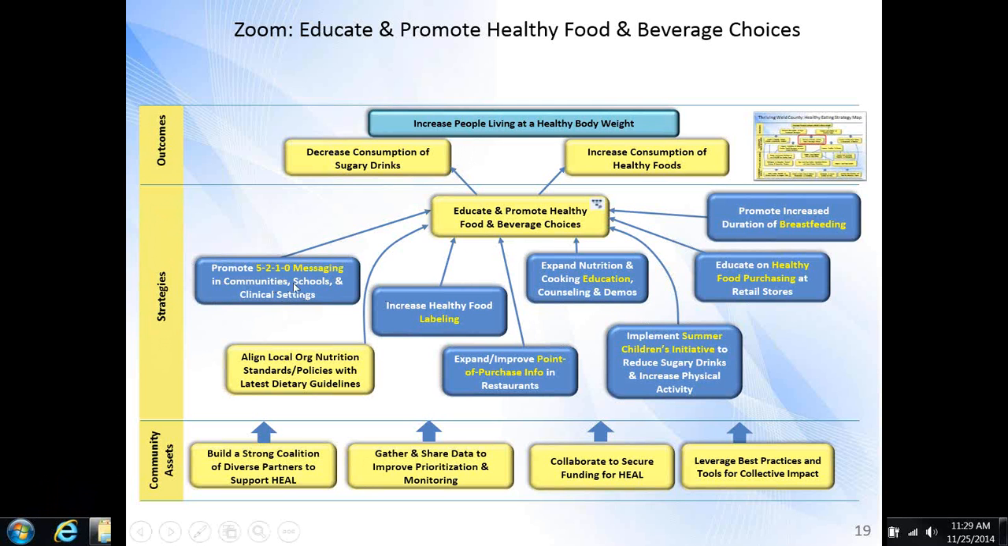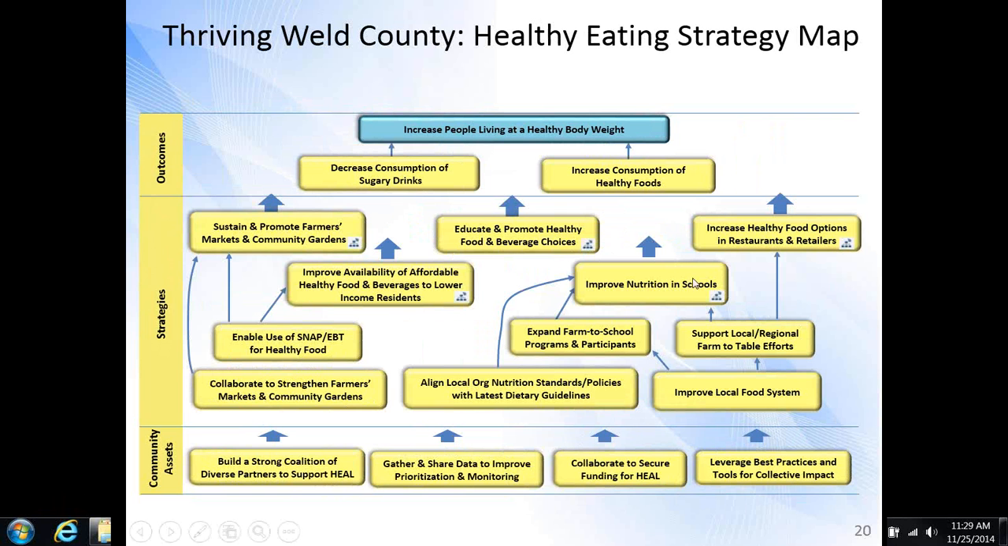So they have specific objectives around promoting 5210 messaging, or educating on healthy food and beverage choices, or healthy food purchasing. Or they can add in details that weren't necessarily shown at the high level, but it allows other groups to be included rather than excluded just because they didn't fit into one of the top priorities. And this allows you to engage more of the community in an effective way on working on things that will help achieve your outcomes.